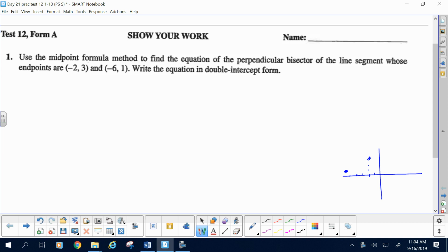Now, there is such a line that joins the 2. Do you agree I can make a segment joining the 2? Okay? Are you with me? Okay, now that's not the question. Question says, find the perpendicular bisector to that segment.